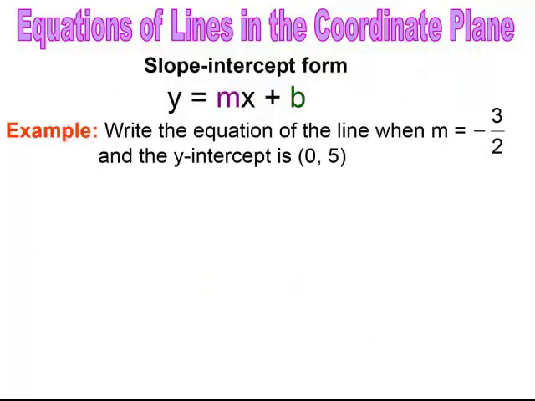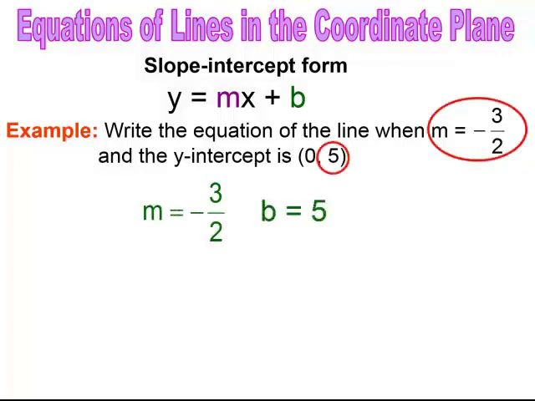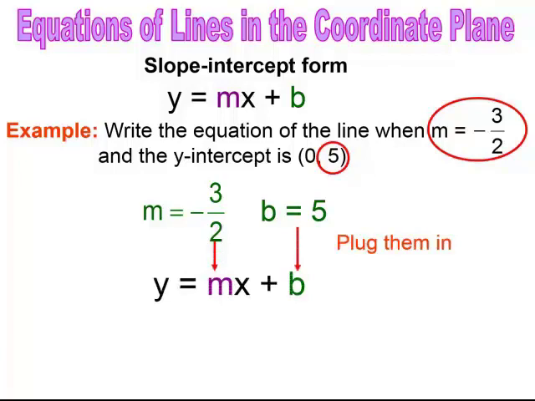So let's see what this one would look like. If I'm asked to write the equation of the line with the slope negative 3/2 and the y-intercept is (0, 5), I have my y-intercept and I have the slope. And I'm going to plug it into y equals mx plus b. So I'm taking the slope, I'm taking the y value in the ordered pair, and that's going to be my b, my intercept. And all I'm going to do to write the equation with this information is substitute it into the m and the b, and I have my equation of the line.